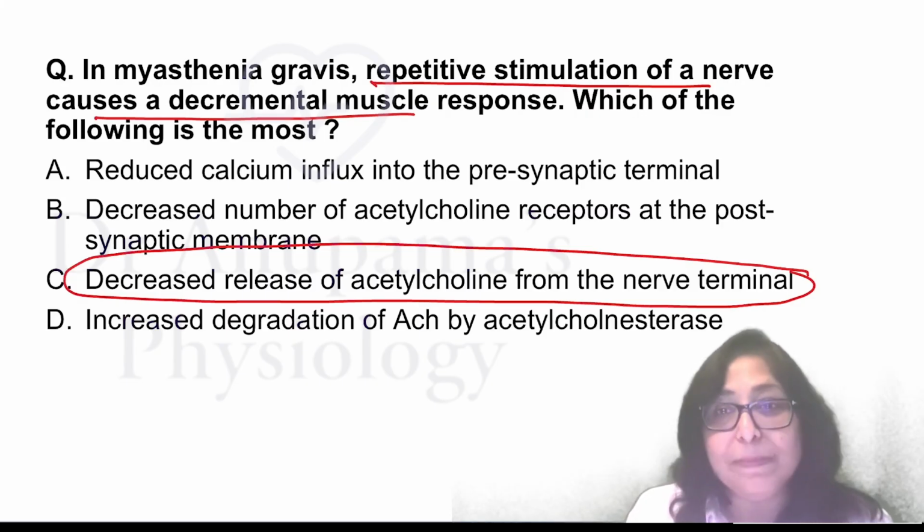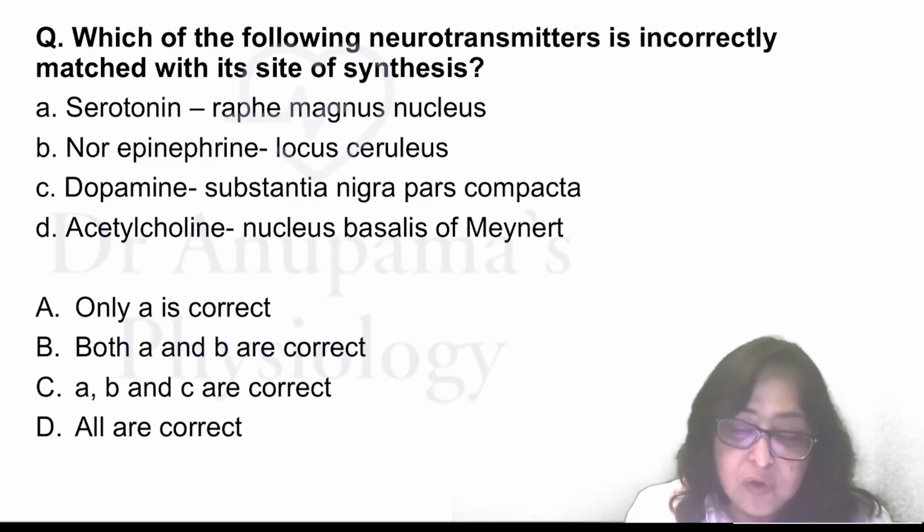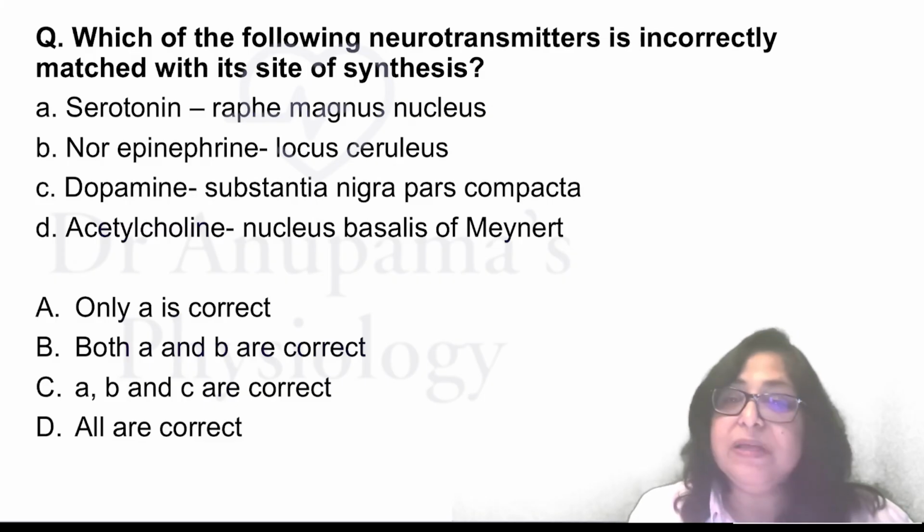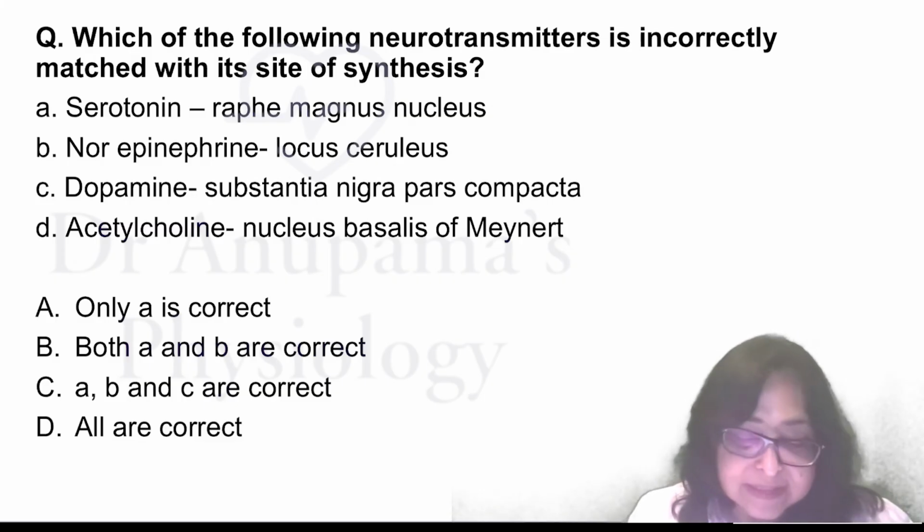The answer to that will be C. Which of the following neurotransmitters is incorrectly matched with its site of synthesis? This was probably a question which had multiple correct options.